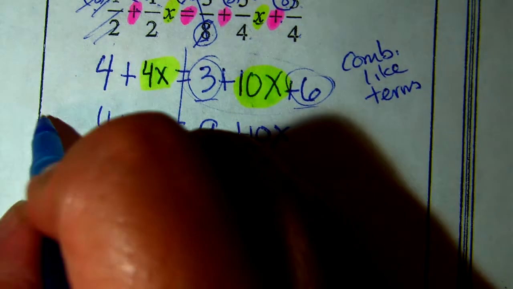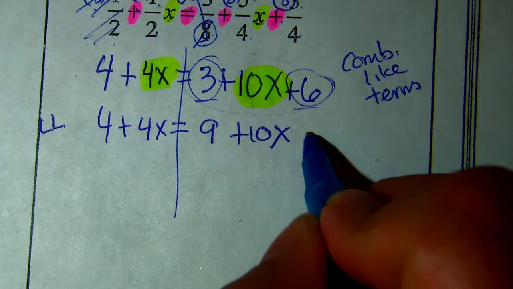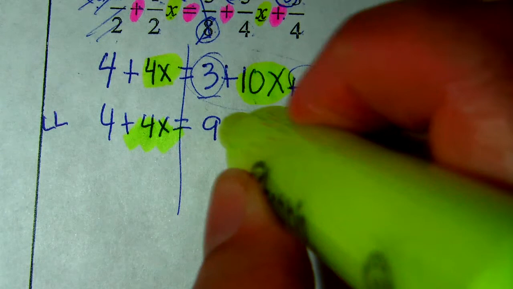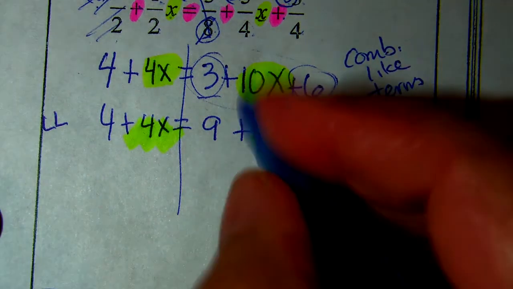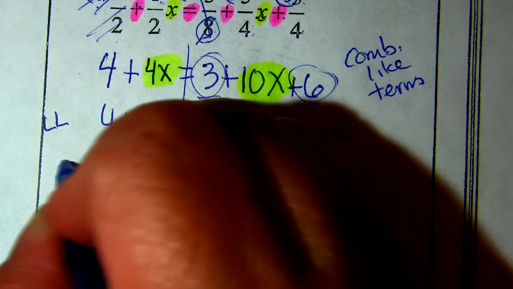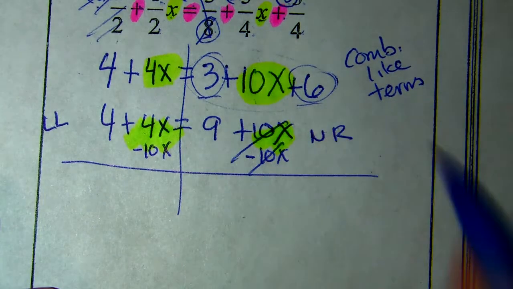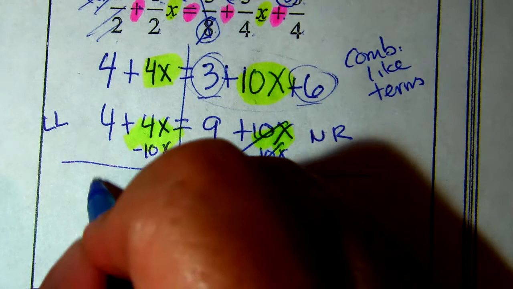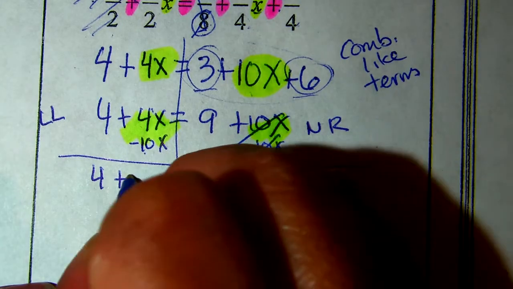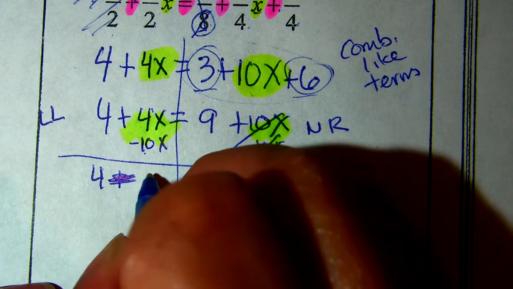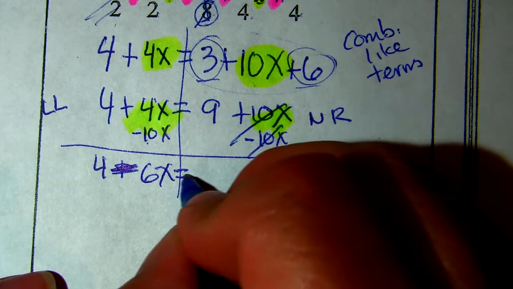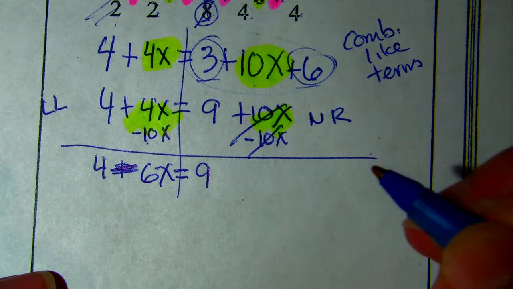Letters to the left, numbers to the right. So, what am I going to do? I'm going to subtract 10x, subtract 10x. So these two get canceled. Bring down the 4. 4 minus 10 gives you minus 6x. And this equals 9. And that's it.